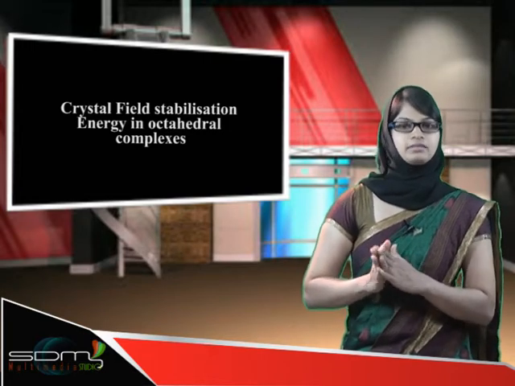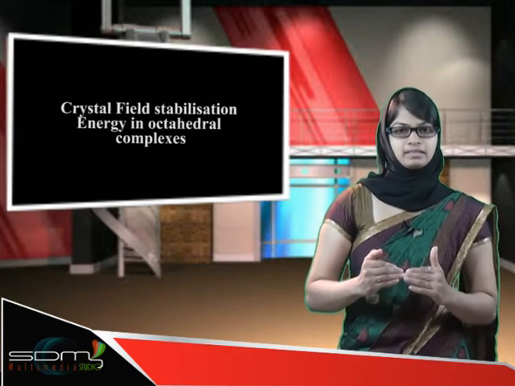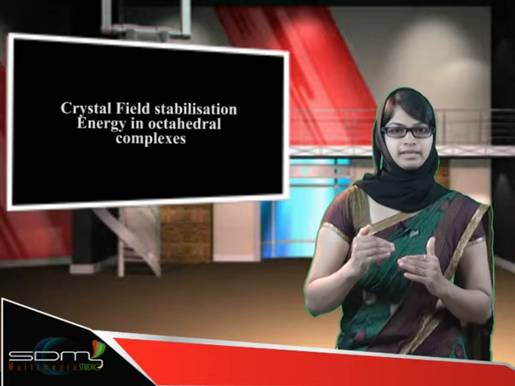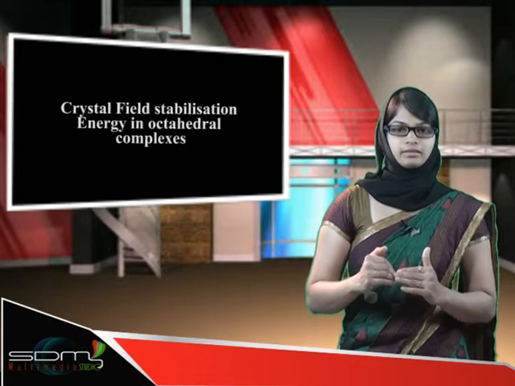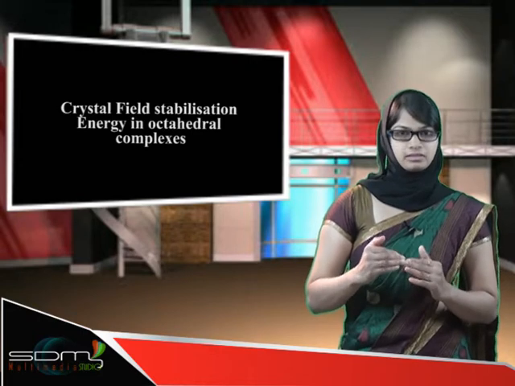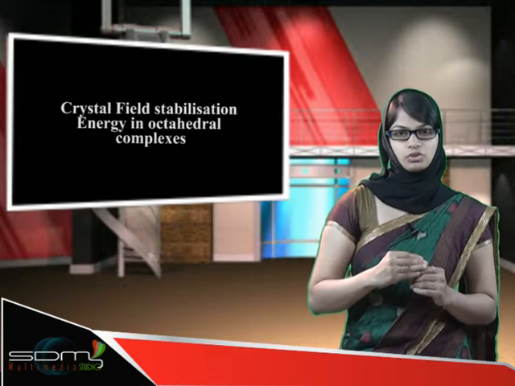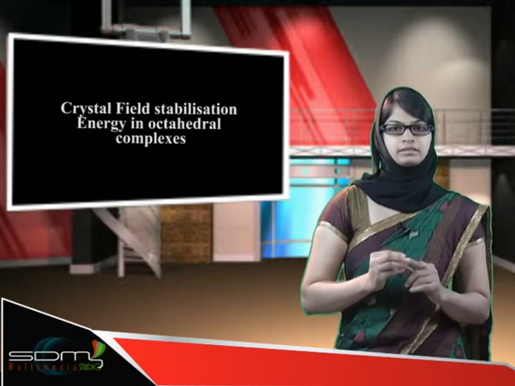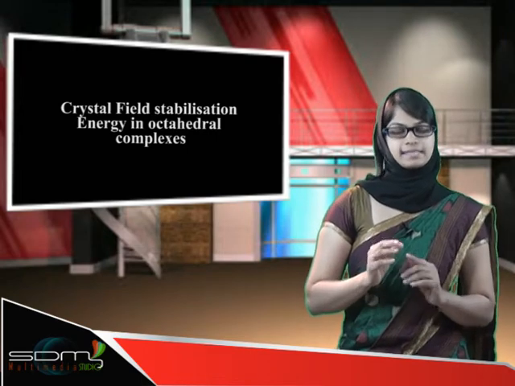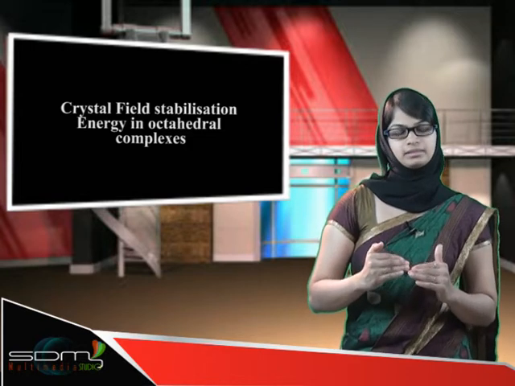So we can say that Dq is also related to delta O, or in other words 1 delta O is equal to 10 Dq. Therefore the t2g orbitals are taking an energy of minus 0.4 delta O or 4 Dq. In other words, the eg orbitals are taking the energy of 0.6 delta O or 6 Dq. So this is the relation between delta O and Dq.